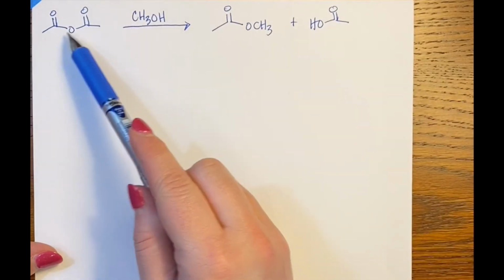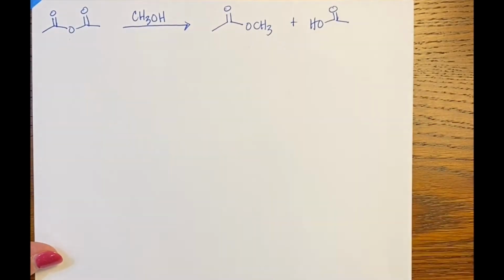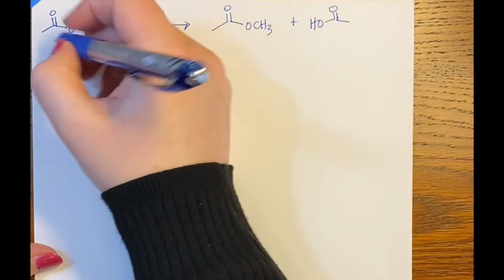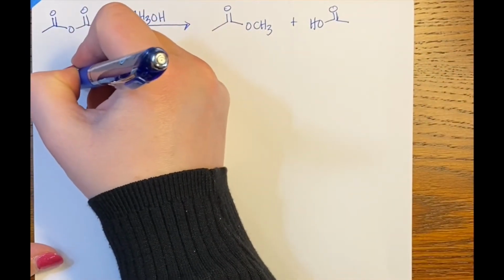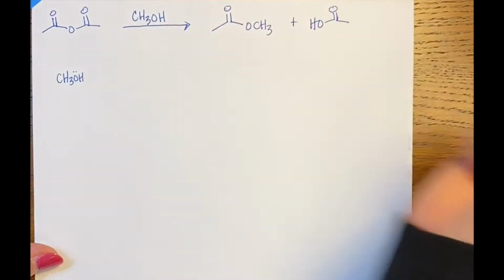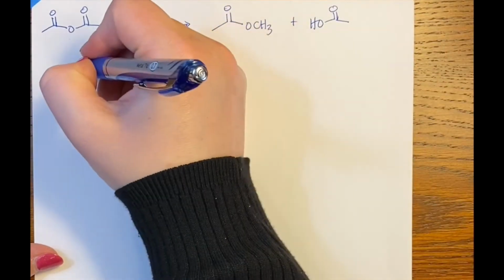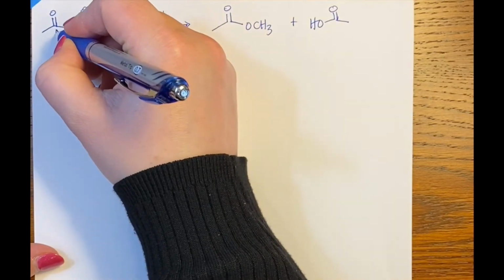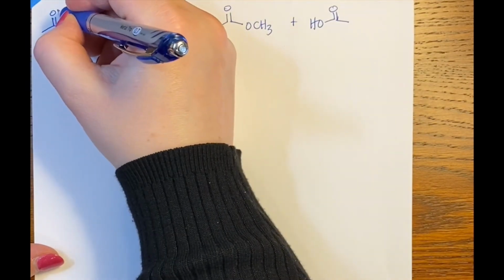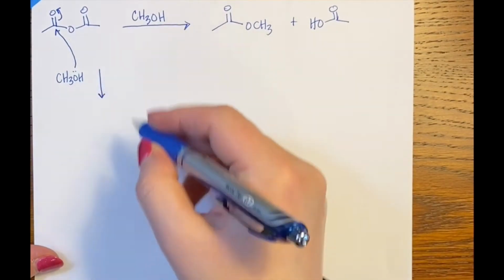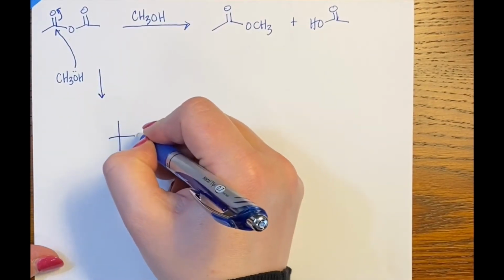This is a symmetrical anhydride, so either one of these carbonyls can get attacked, and that's going to lead us to the same products. So in this reaction, our nucleophile is going to be the molecule of methanol. Again, it can attack either carbonyl. In this case, it doesn't matter. So we're going to attack one of our carbonyls. That means that the first intermediate that we see is going to be this one.